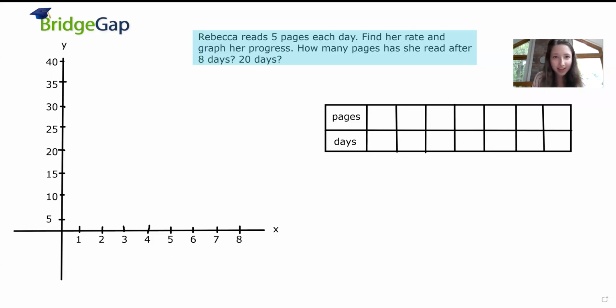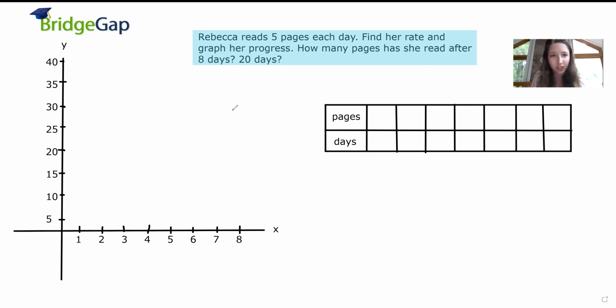Hi, I'm Lara, and today we're going to go over graphing linear lines, or lines with a constant slope, or a scenario with a constant rate. So we're going to start today with a scenario that says Rebecca reads 5 pages each day. Find her rate and graph her progress, and then we're going to determine how many pages she has read after 8 days, and then after that, so maybe around 20 days, we can go even farther, but we're going to learn how to do that today.